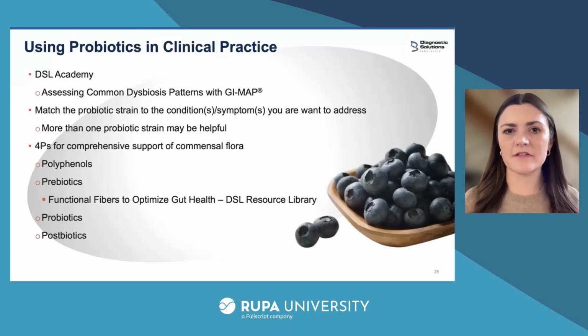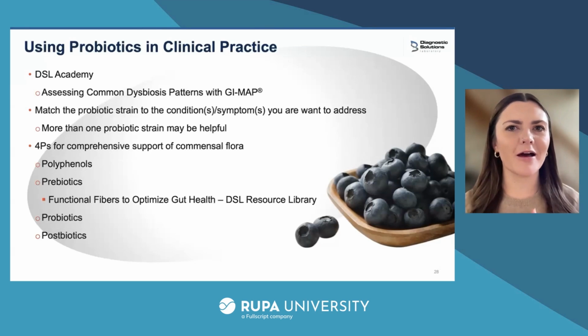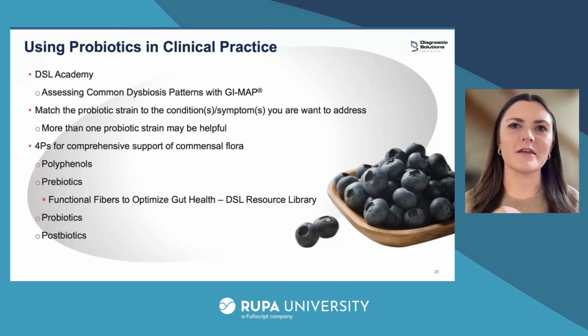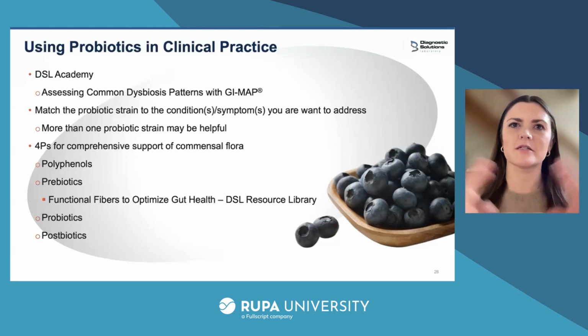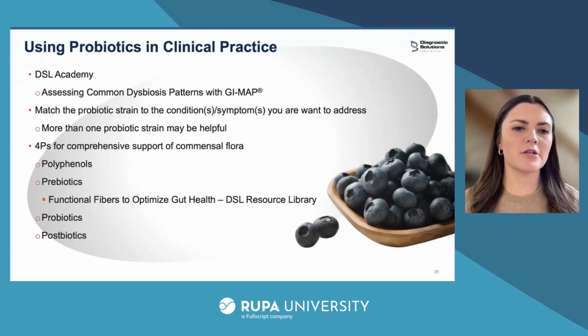When we think about comprehensive support for the commensal flora, it can be helpful to think of the 4 Ps, which is yes, using probiotics, but also thinking about how can we use things like polyphenols, prebiotics, postbiotics, which are metabolites produced by bacteria. A combination of these can really help with not only the efficacy of probiotics, but also just, again, giving a little bit more of that support so that our commensals can flourish. And in terms of prebiotics, we do have a nice handout in our DSL resource library, just on our main website, on different fibers to consider when we're looking to impact specific commensals.